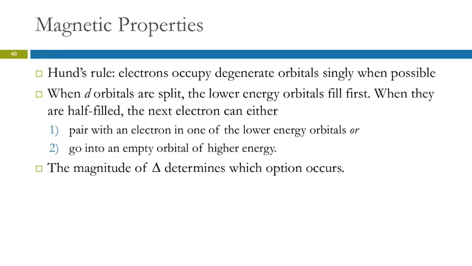So magnetic properties. Hund's rule says that electrons occupy degenerate orbitals singly when possible before they pair up. So when those d orbitals get split, the lower energy orbitals are going to fill first. And when those are half filled, the next electron can either pair with an electron in one of those half-filled lower energy orbitals, or it can go into an empty orbital that's higher in energy. And what it chooses will depend on how large the splitting is.